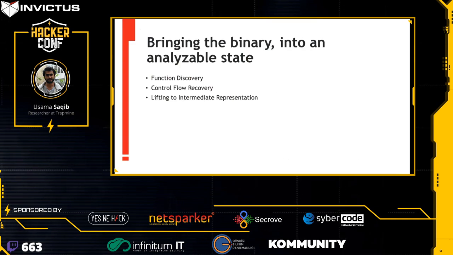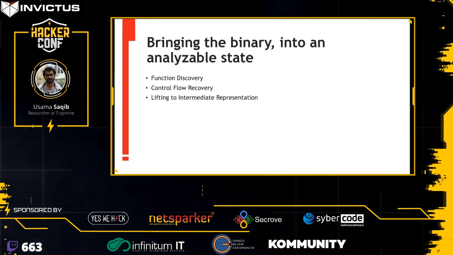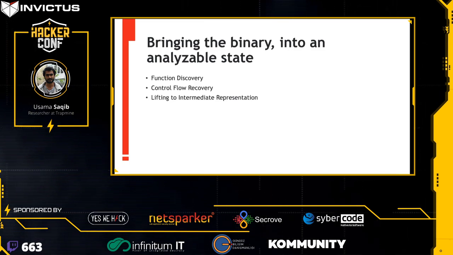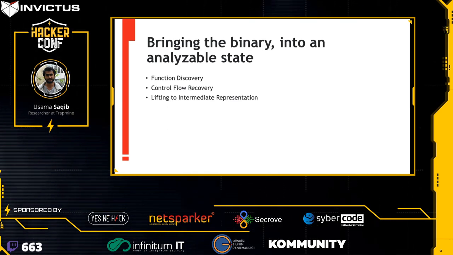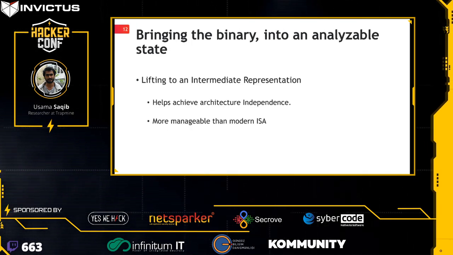However, before we can begin to do any of these, we want to extract certain information from the raw binary. We need three things. We need to perform function discovery, which means we need to be able to divide the binary up into functions. We need to perform control flow recovery, and we need to lift the disassembled binary to an intermediate representation. I will discuss briefly what intermediate representations are and why it is particularly important for our use case.